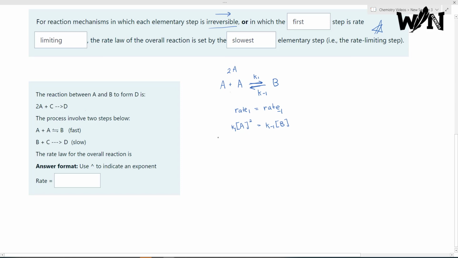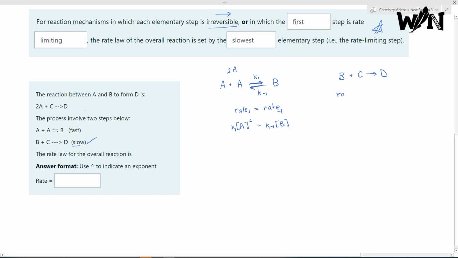The next thing we need to do is focus on the slowest one. In this case, there's only step 2, so this one is going to be the rate determining step. And what we need to do is write it out in terms of, let me write this out, B plus C equal to D. So here we have B plus C equal to D.